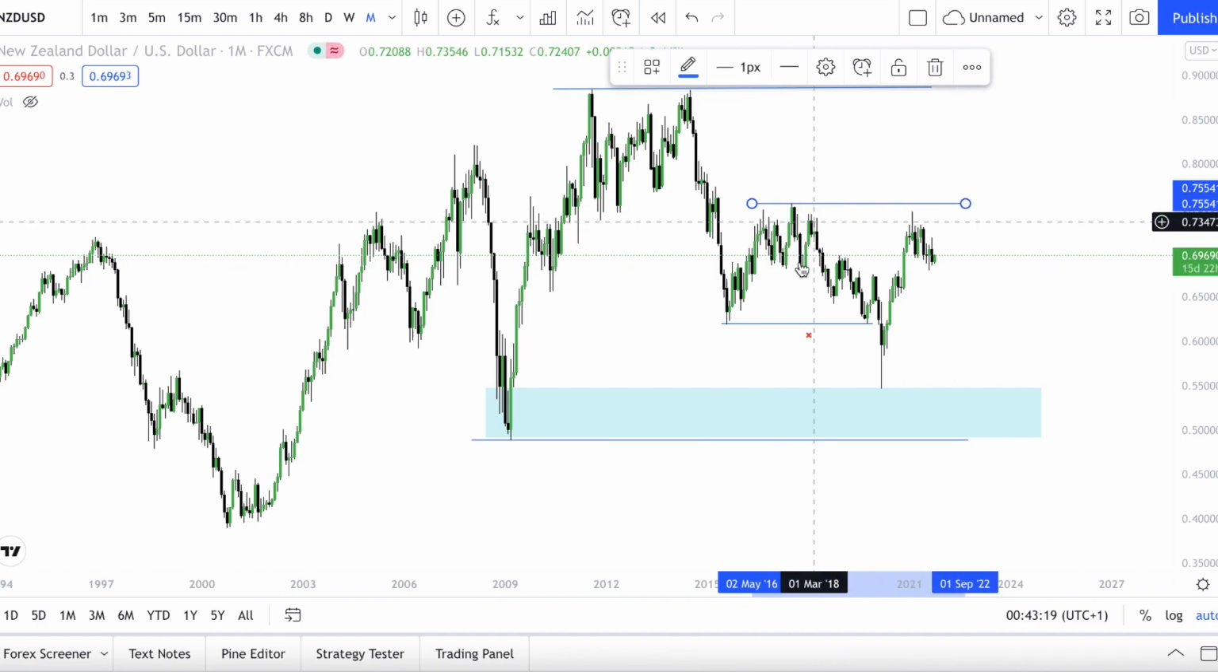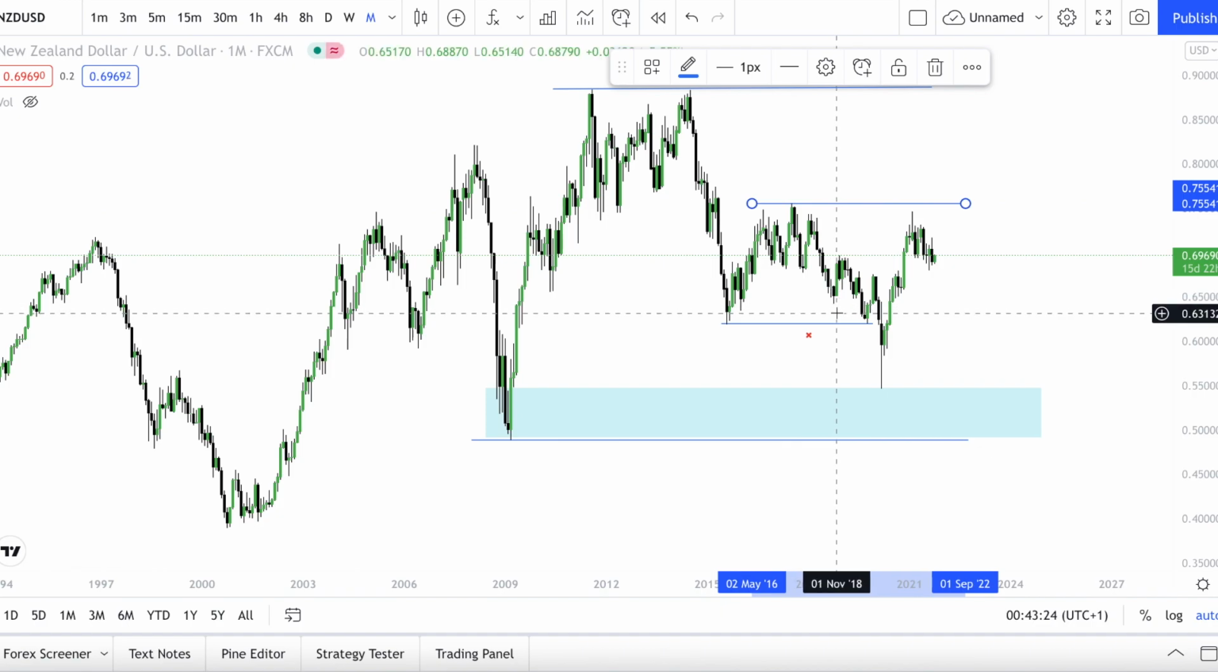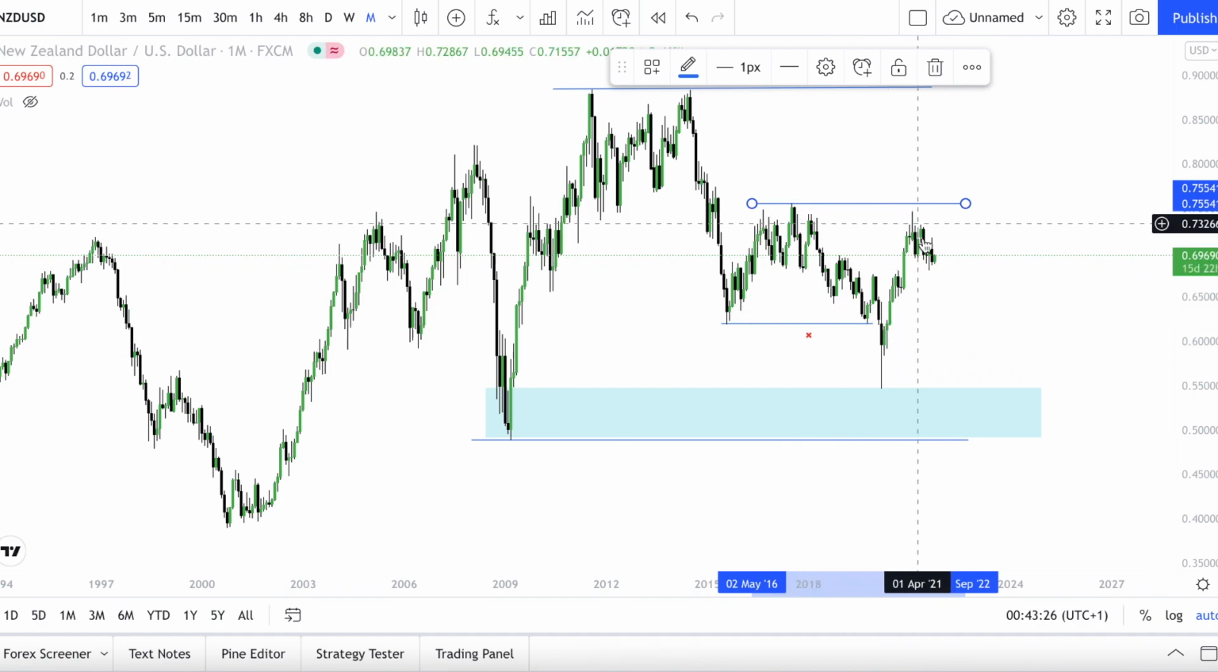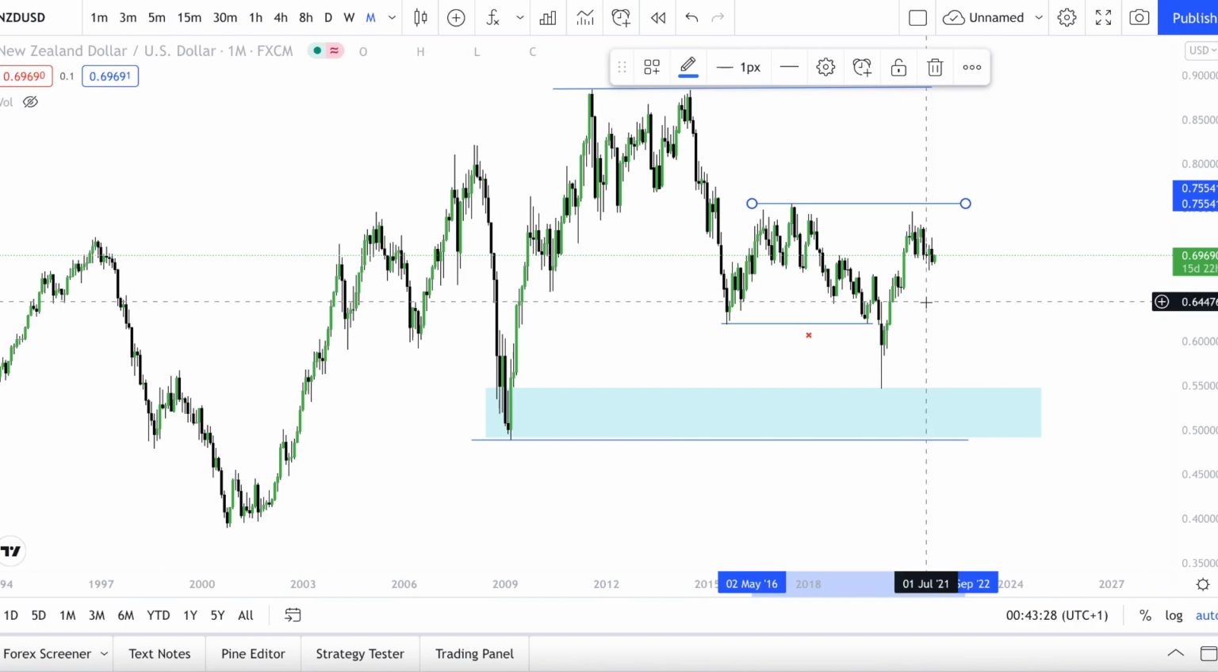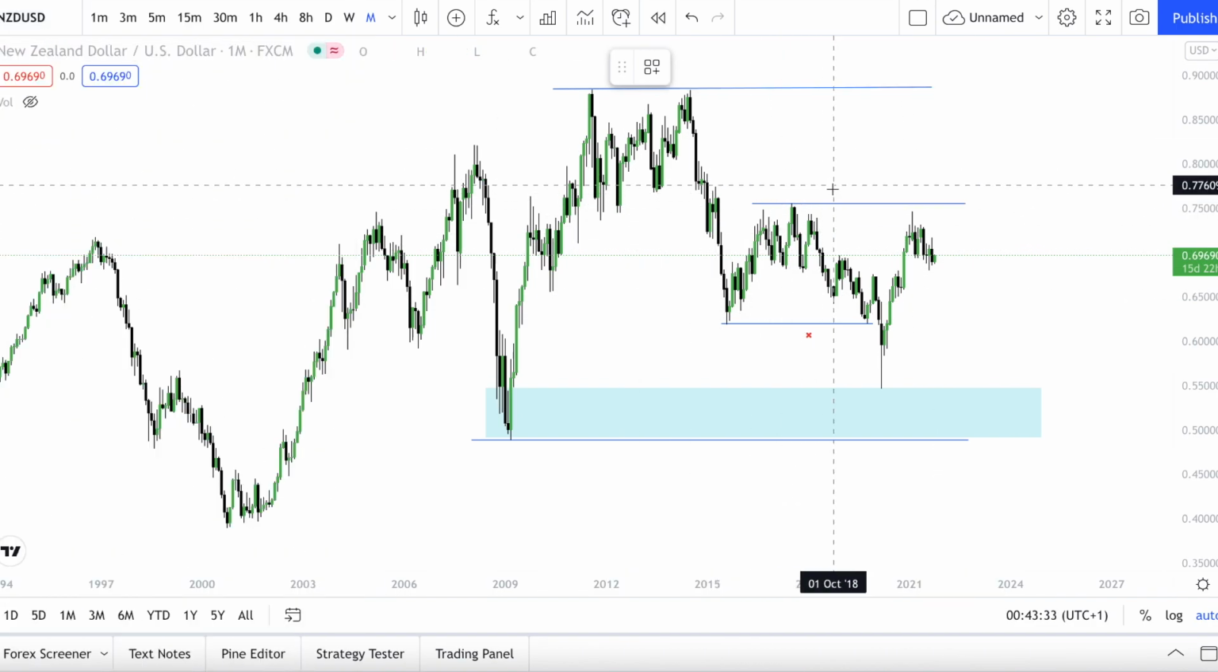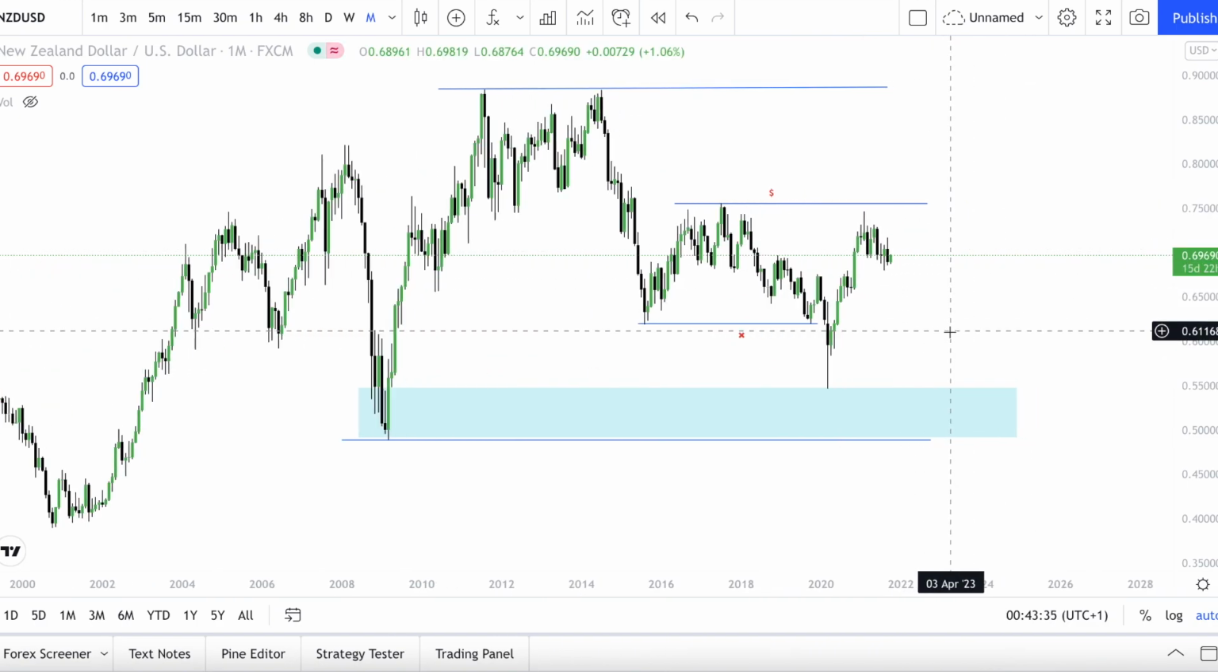head and shoulders where price distributes. This was a sign of weakness. Price comes back for the retest and now try and push into the downside. All right, this is what we see right now.